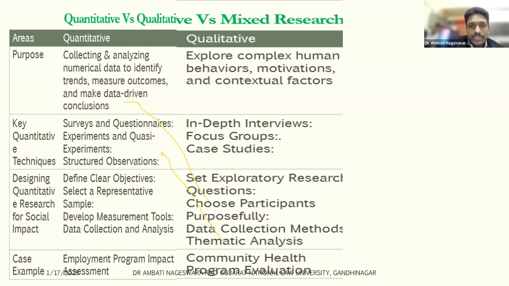Now, when it comes to sampling techniques, you are purposefully choosing particular respondents because they are the persons who can give you the right information, more in-depth knowledge they can share with you, right? So we have different kinds of analysis methods like thematic analysis, content analysis, narrative analysis, right?